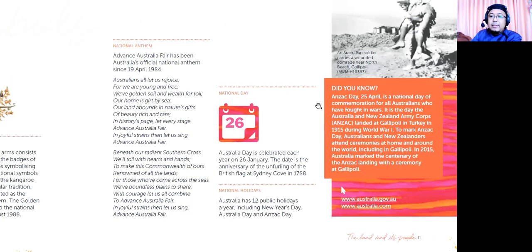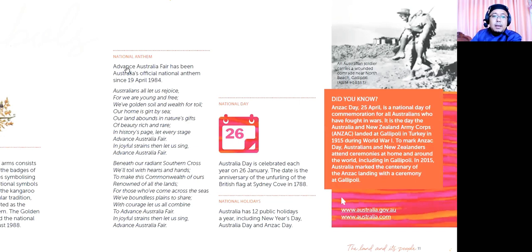Sementara national anthem of Australia adalah Advance Australia Fair. It has been Australia's official national anthem since 19 April 1984. Let me read you the lyrics.